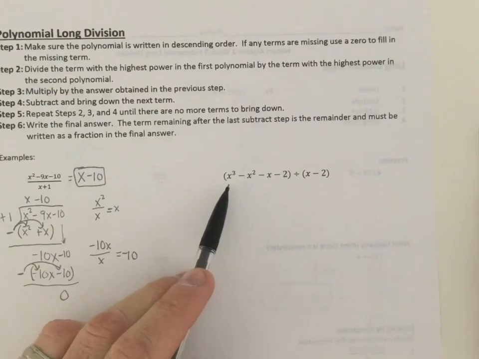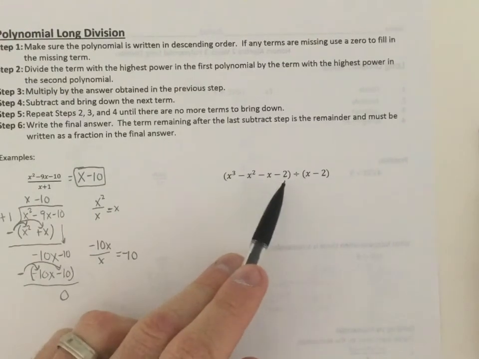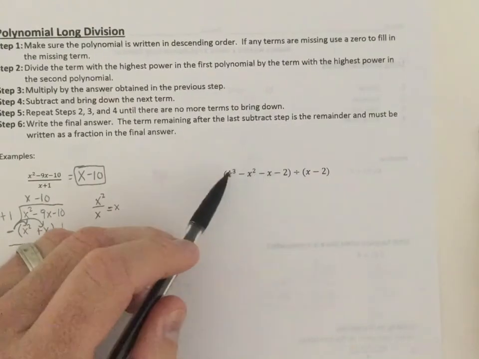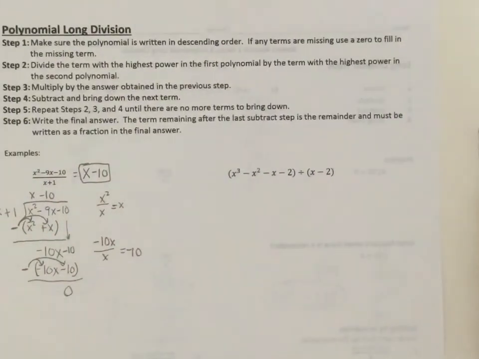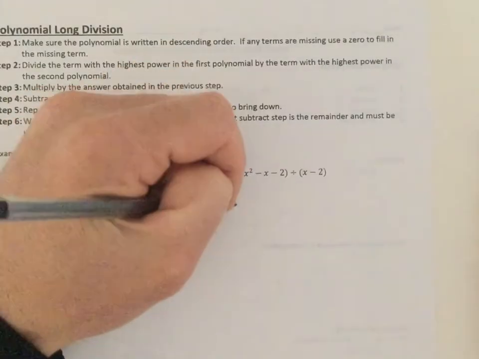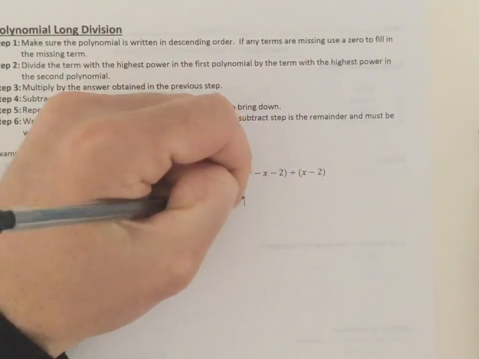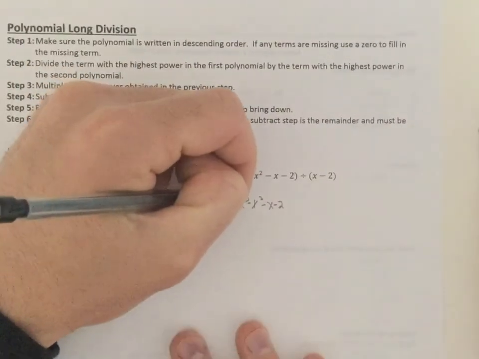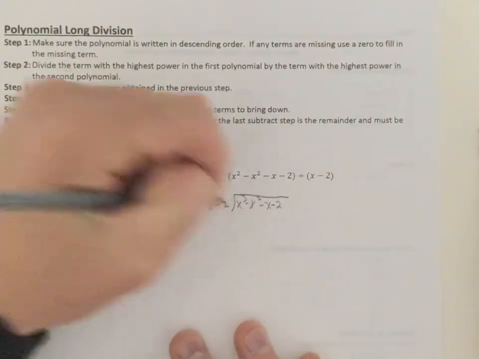All right, next example, x cubed minus x squared minus x minus 2 divided by x minus 2. I do have all powers. I go 3, 2, 1, then x to the 0, so I don't have to write anything in there. So I'm going to start writing this out. I'm dividing that by x minus 2.